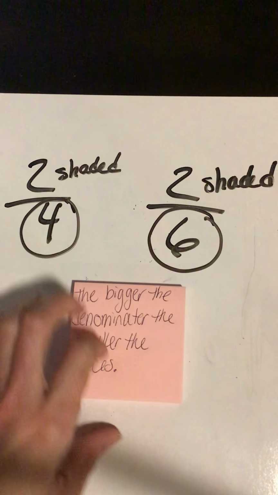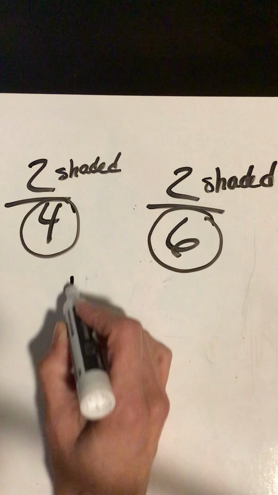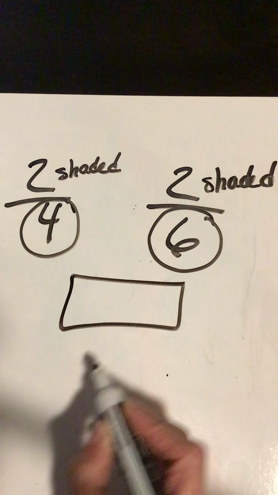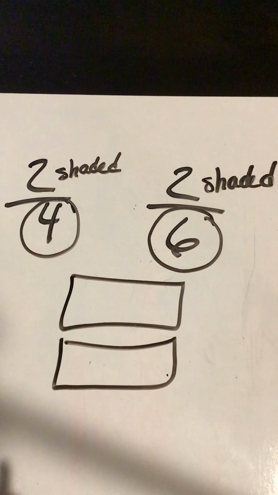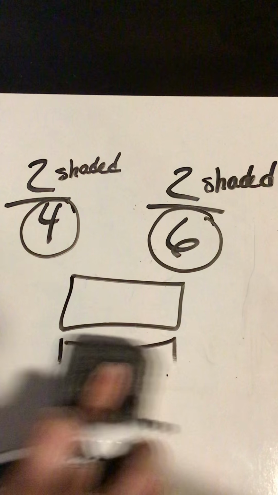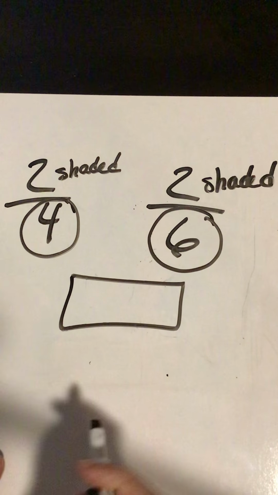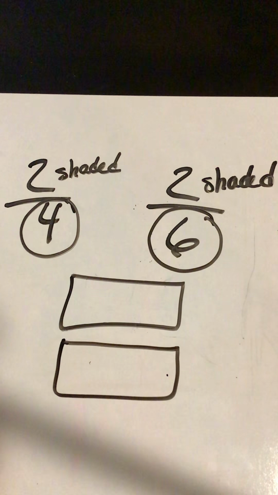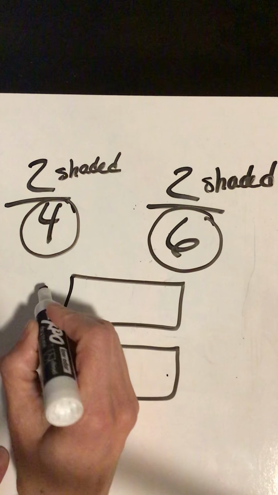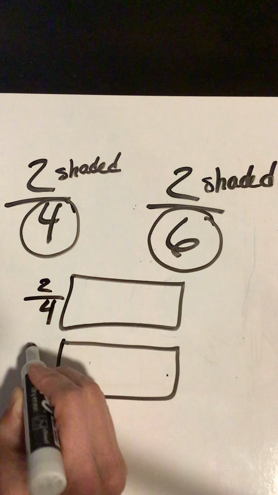Okay, so we're going to keep this in mind, and we're going to go ahead and draw our candy bars. We're going to try the best that we can to draw them about, ooh, I don't really like that one. I'm going to go ahead and erase. I'm going to retry that. Make one a little bit better. Okay, they look to be about the same. So this one is going to be 2/4, and this one is going to be 2/6.